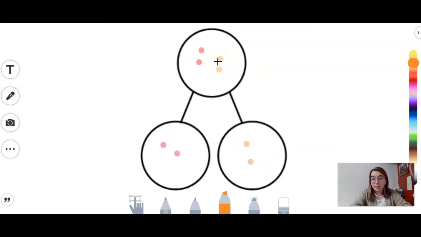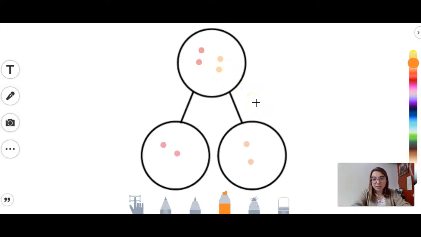Let's figure out how many all together. So remember our 2 parts are 2 and 2. So part, 2, 2. Now we need to figure out the whole. 1, 2, 3, 4. What is our whole? It's 4. 2 and 2 is 4. Part, part, whole. 2 and 2 makes 4.